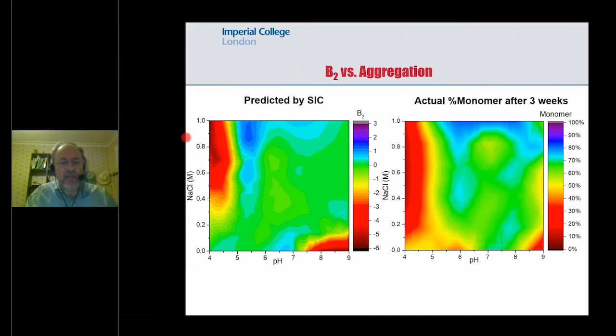So here is the SIC data done in a day, and here is the monomer data that we've done after 3 weeks. And you can see here quite a bit of agreement between what we saw in the SIC and what actually happened experimentally after 3 weeks, when we measured the percent monomer present from either size exclusion chromatography or DLS. We see self-interaction chromatography as a screening technique that allows you to make quick assessments without going to all the trouble of running 1 month or 2 month aggregation studies, and it's encouraging data in this study.